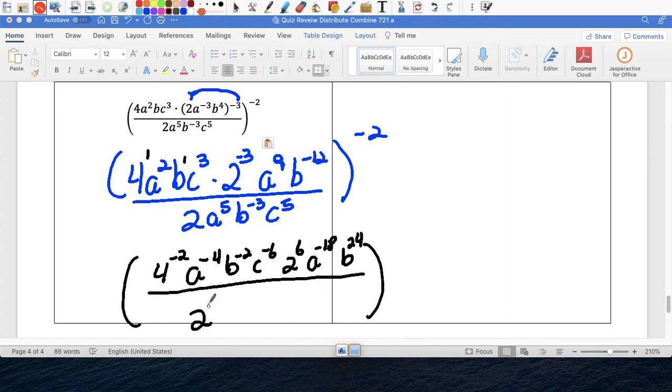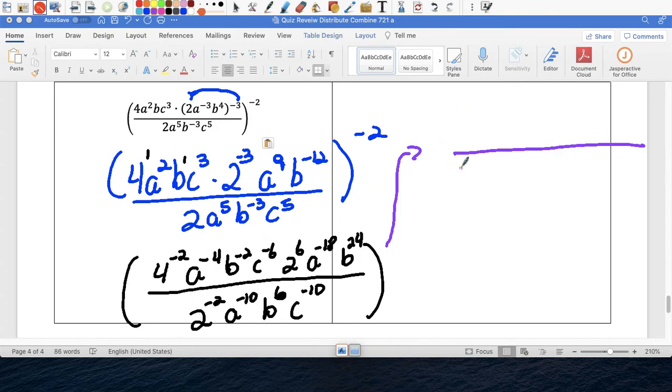At the bottom is 2 to the -2nd power, a to the -10, b to the +6, and then c to the -10th. Maybe I should have simplified before I did that. Maybe. All right. Continued over here.